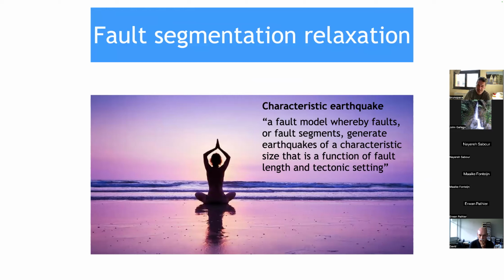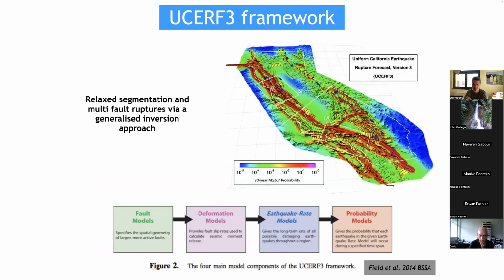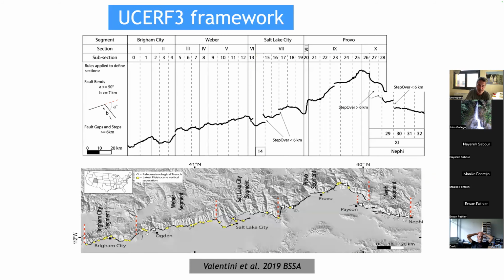But we know also that maybe the system is more complex, and so we have to move towards models that are more complex and consider the possibility to rupture different faults, different fault segments. We have to leave, in some way, this characteristic model. We have in literature several models that consider this fault segmentation relaxation. One important example is in California with the UCERF models, where relaxed segmentation and multiple rupture via a generalized inversion approach is used, considering different information on both deformation models and earthquake rate models to arrive, in the end, at the probability models.